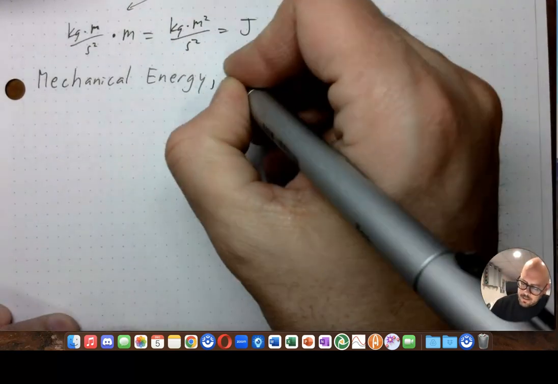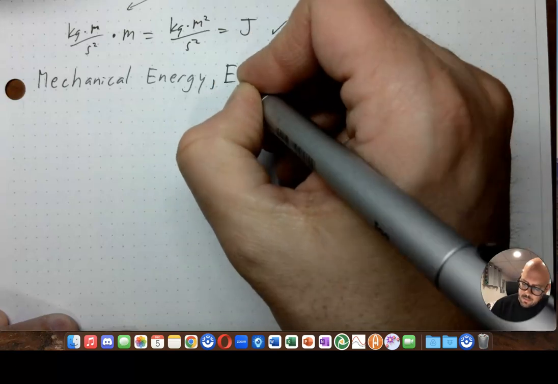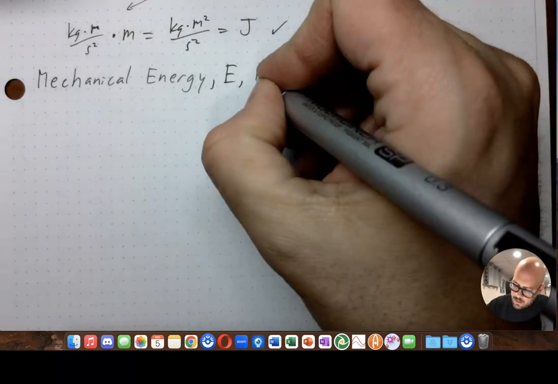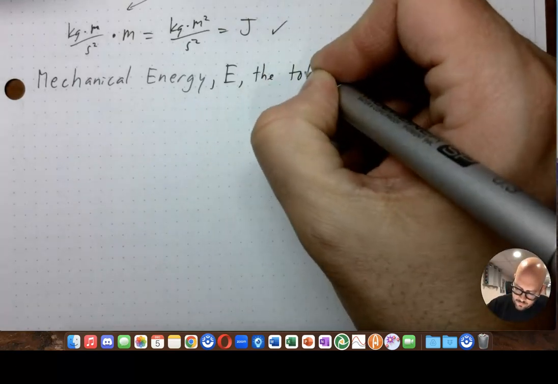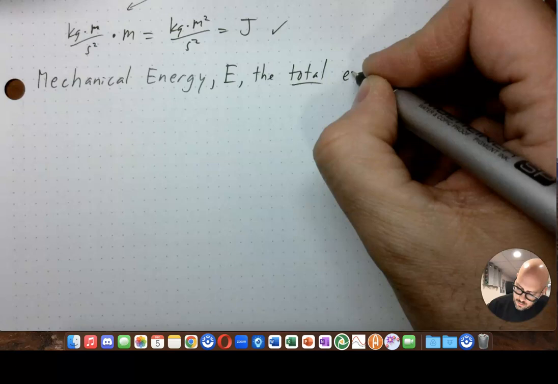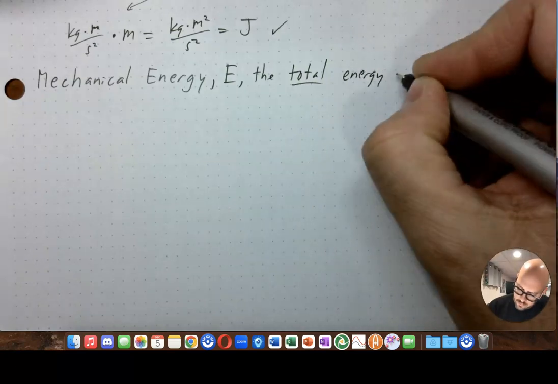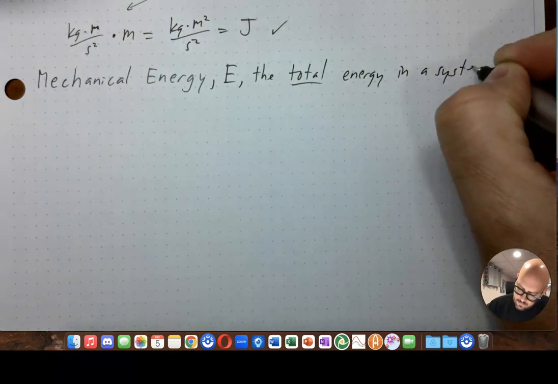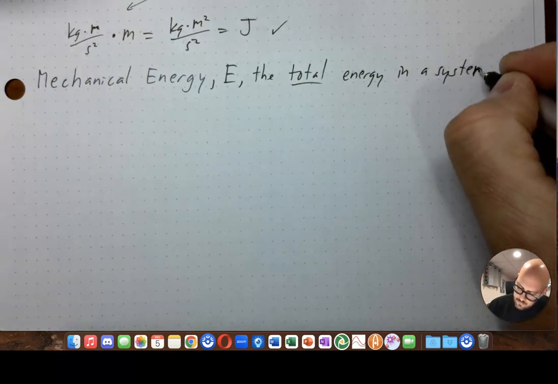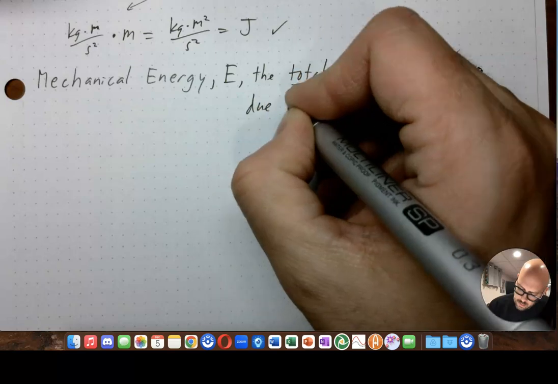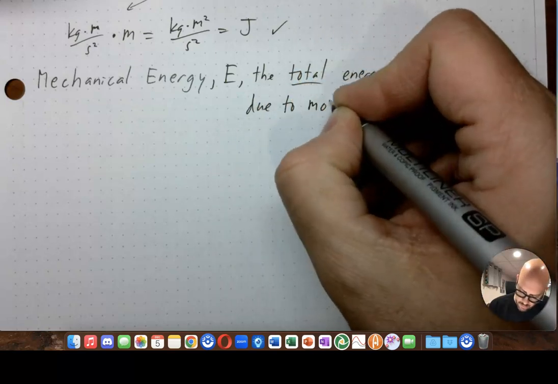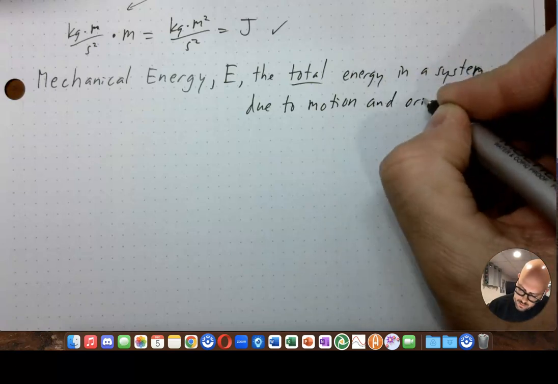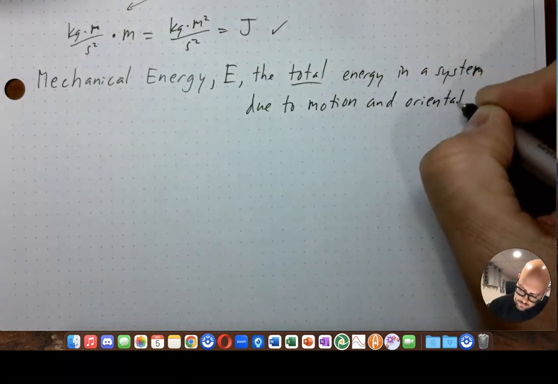Mechanical energy is last. It gets the variable of a capital E because for us it is the most general type of energy. It is the total energy in a system due to both motion and orientation.